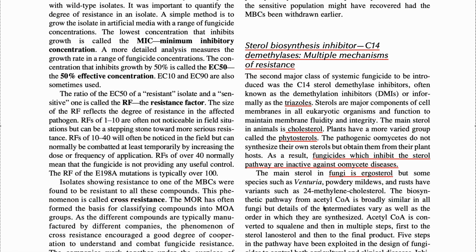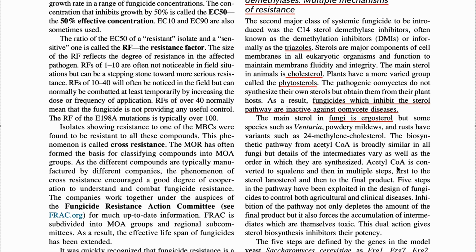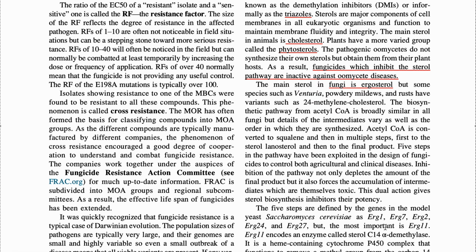The biosynthetic pathway from acetyl CoA is broadly similar in all fungi, but details of the intermediates vary as well as the order in which they are synthesized. Acetyl CoA is converted to squalene and then in multiple steps onward. Five steps in the pathway have been exploited in the design of fungicides to control both agricultural and clinical diseases. Inhibition of the pathway not only depletes the amount of the final product, but it also forces the accumulation of intermediates which are themselves toxic. The dual action gives sterol biosynthesis inhibitors their potency.